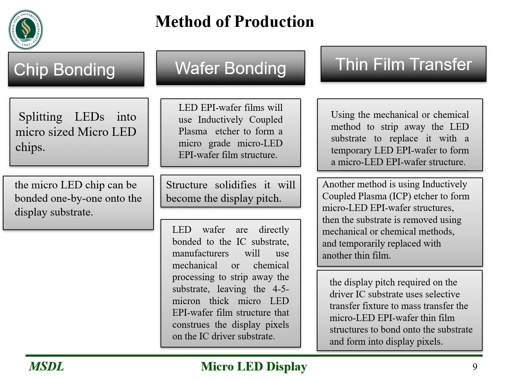In thin film transfer, a mechanical or chemical method is used to strip away the LED substrate and replace it with a temporary LED epi wafer to form a micro LED wafer structure. Then the substrate is removed using a mechanical or chemical method and temporarily replaced with another thin film. Then, at the display pitch required on the driver IC substrate, a selected transfer fixture is used to mass transfer the micro LED epi wafer thin film structure to bond onto a substrate and form display pixels.